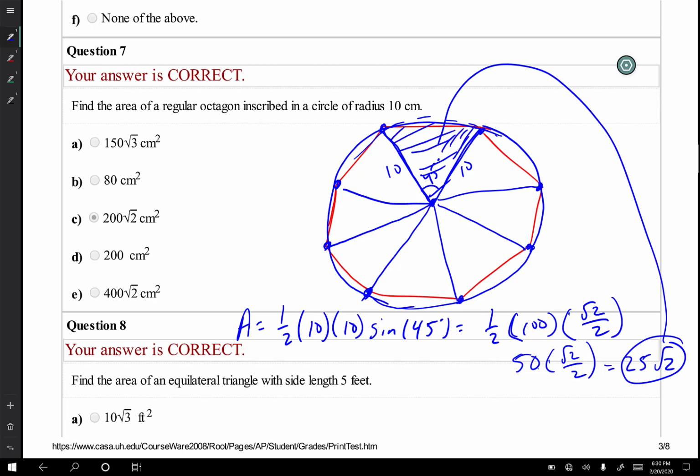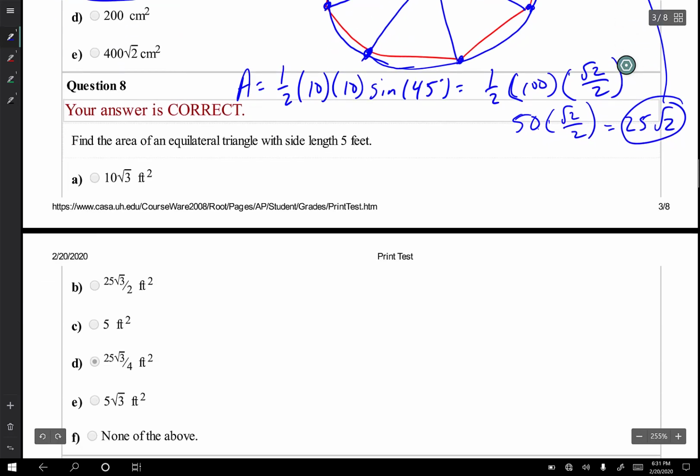I heard you guys. Okay, I didn't hear you guys, but I can anticipate. So multiply 25 by 8. If you have 8 quarters, that's $2. So 25 times 8 must be 200. So there it is. 200 square root of 2. Hopefully that made sense to you guys.